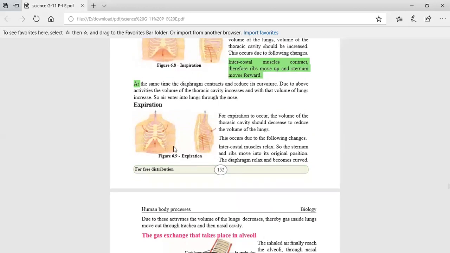The intercostal muscles relax, and the sternum and rib cage move back into the original position. Then the diaphragm also relaxes and becomes curved.